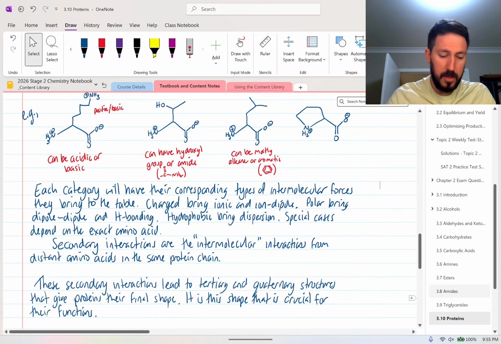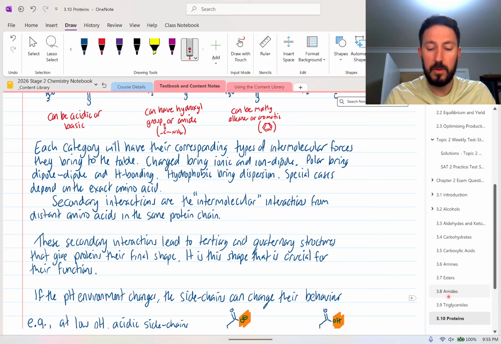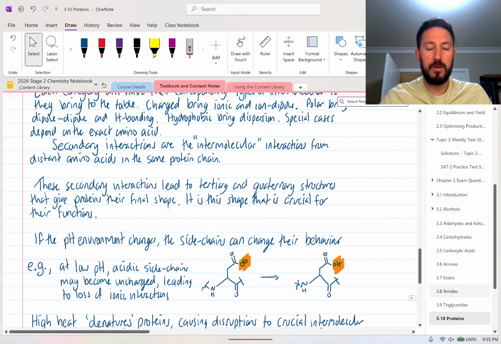As I mentioned here, you've got ionic, ion dipole. You've got polar with dipole and hydrogen bonding. You've got hydrophobic with dispersion. Special cases are special.